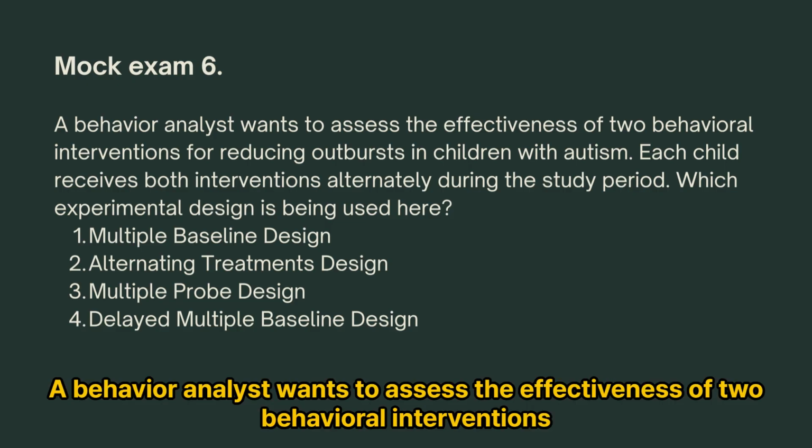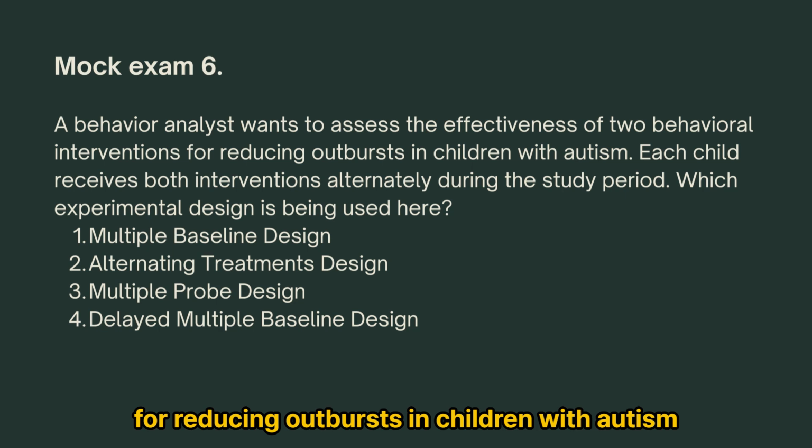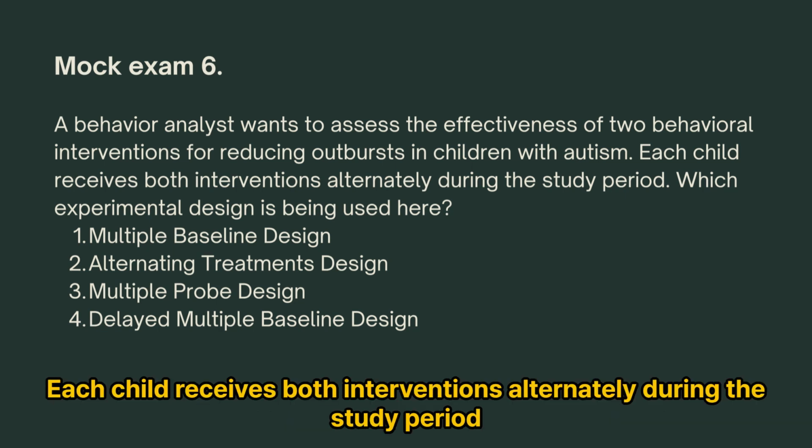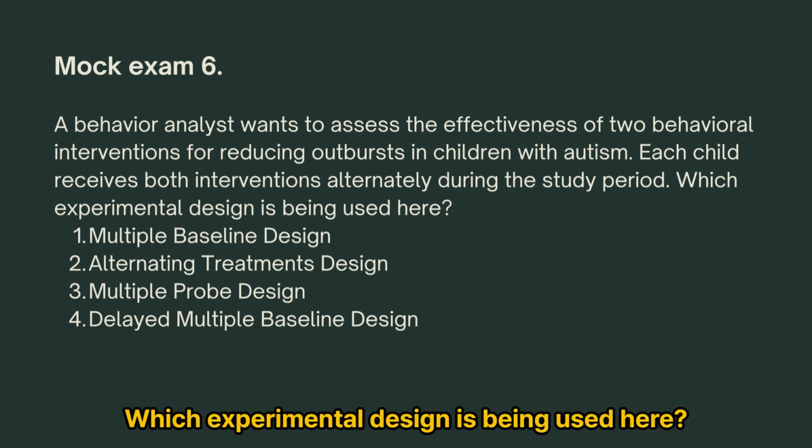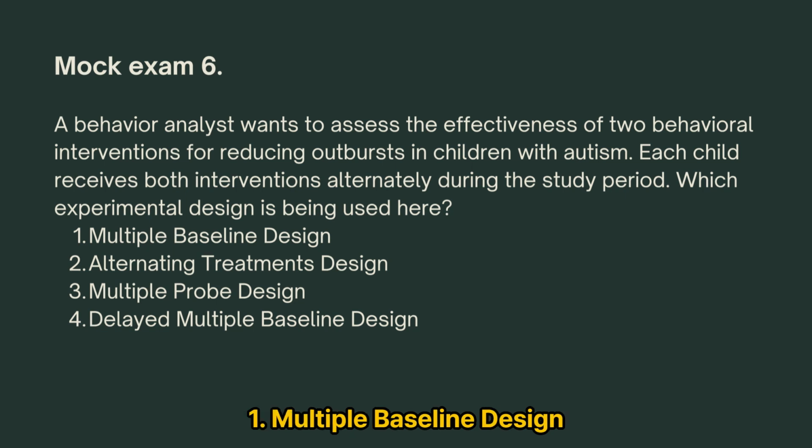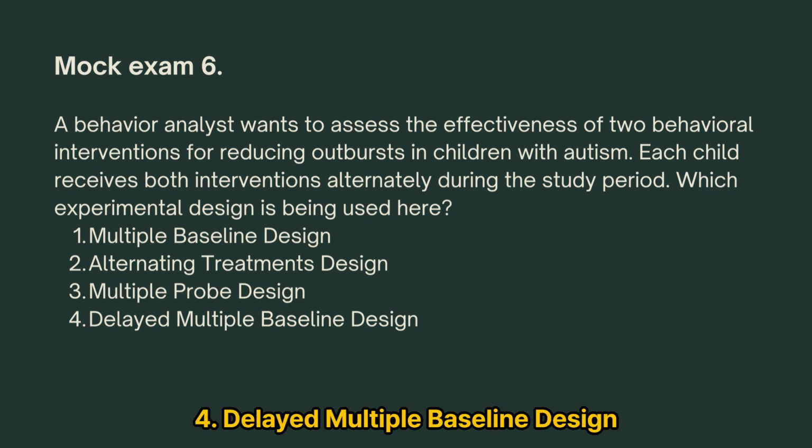Mock Exam 6. A behavior analyst wants to assess the effectiveness of two behavioral interventions for reducing outbursts in children with autism. Each child receives both interventions alternately during the study period. Which experimental design is being used here? 1. Multiple baseline design. 2. Alternating treatments design. 3. Multiple probe design. 4. Delayed multiple baseline design.